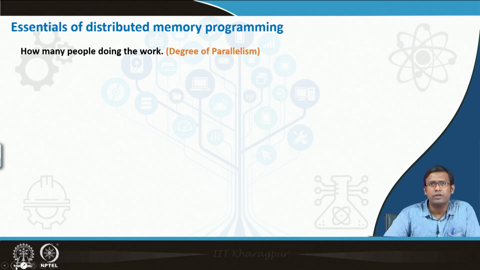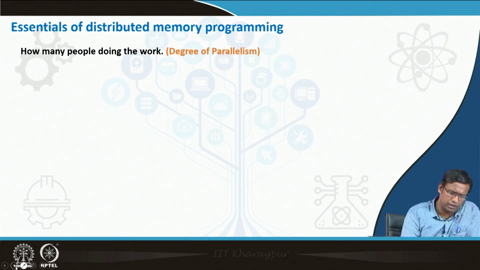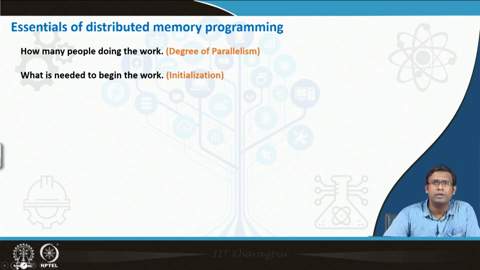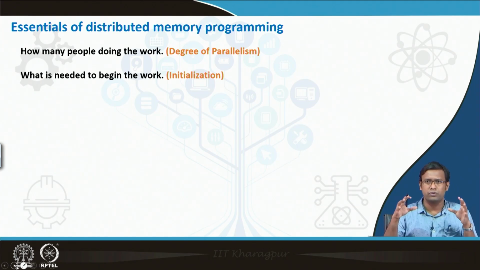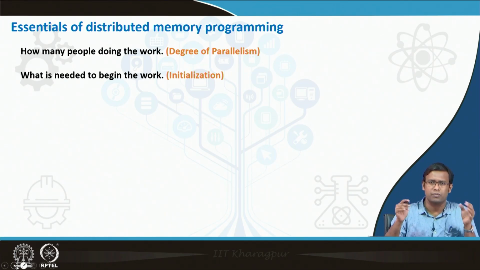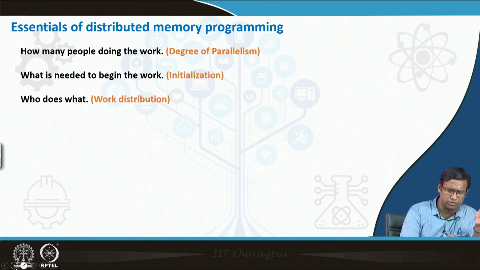These are the aspects, from the programmer's point of view, one needs to think about when writing a distributed memory program. How many people or how many processors are working on that? What is the degree of parallelism? What is needed to begin the work? One needs to identify which processors are working on it, and initialize an environment between them so that they can communicate with each other. And there are some other important issues which have to be initialized.